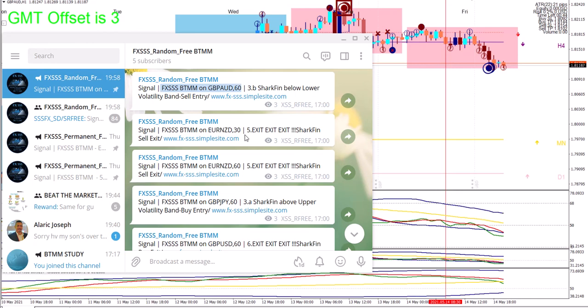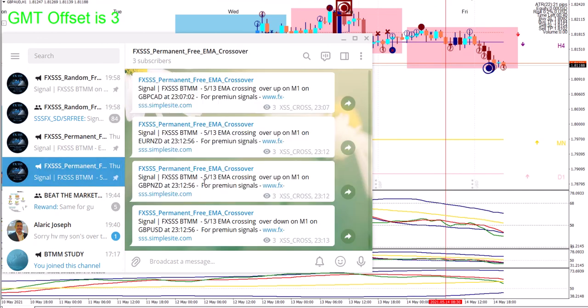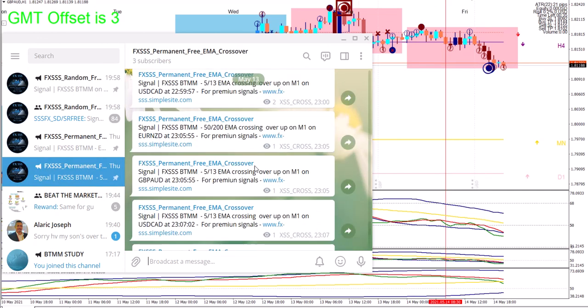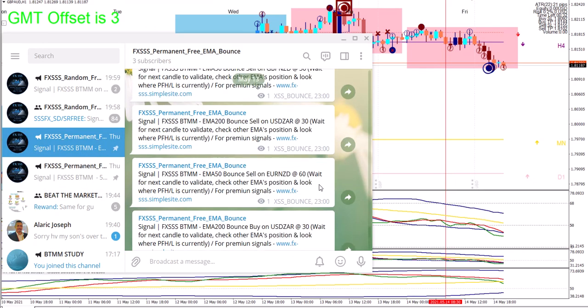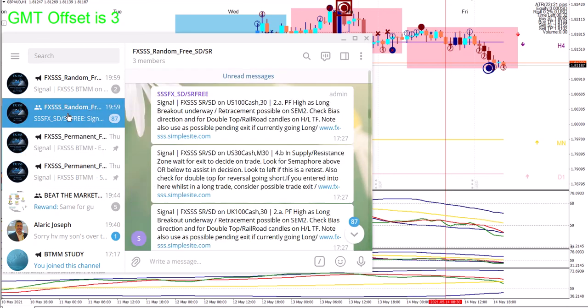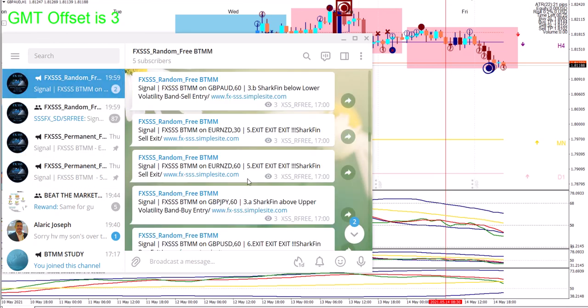Yeah, it's going to end soon, right? It's going to end soon. The ones that will remain free are these. I never even switched it on today. The EMA crossover and the bounce. These will always be free. But these supply and demand, BTMM, they're going to come.